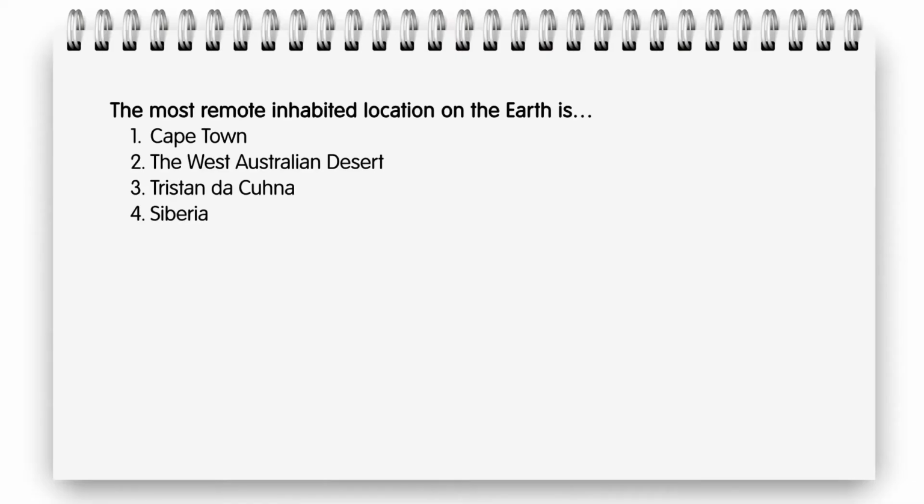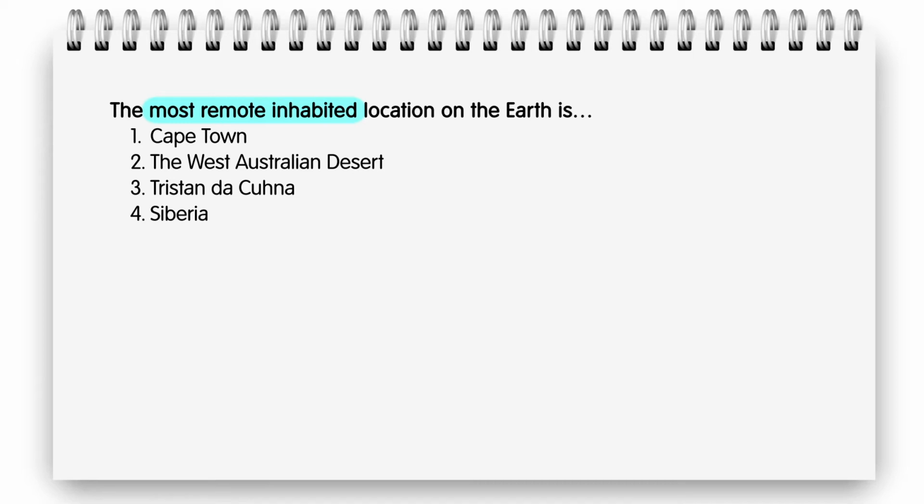Now, since we've skimmed our article, let's move on and look at our third task, which is reading the questions and underlining all of the key words. So let's look at our first question. The most remote inhabited location on Earth is. Now here, you may want to think of some synonyms for any keywords that they ask you. Here, the keywords are most remote and inhabited.